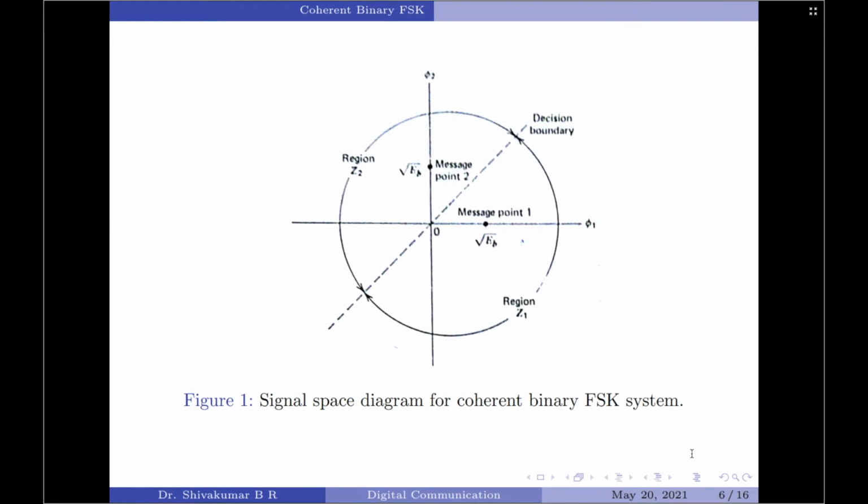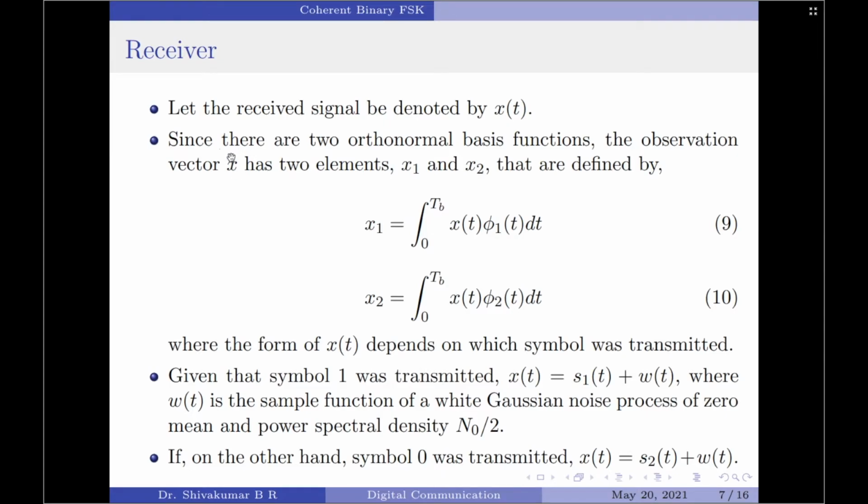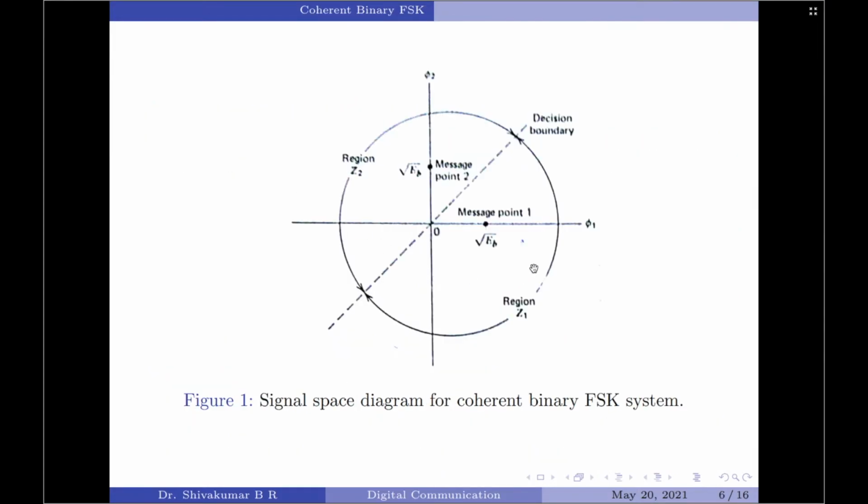Coming back to the constellation diagram, we previously said the signal space is partitioned into two regions labeled Z1 and Z2. Accordingly, the receiver will decide in favor of symbol 1 if the received signal point represented by the observation vector x falls inside region Z1. This is the correct decision. Transmitted symbol is 1, the received signal point falls inside region Z1.